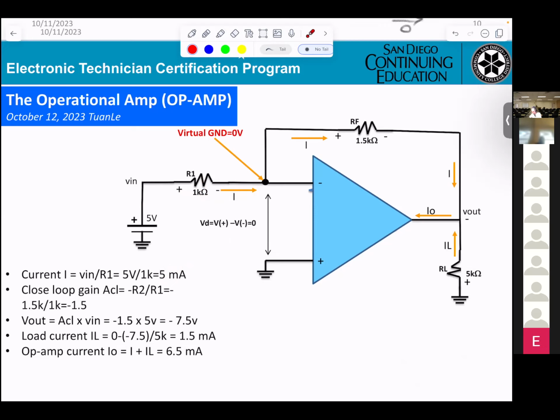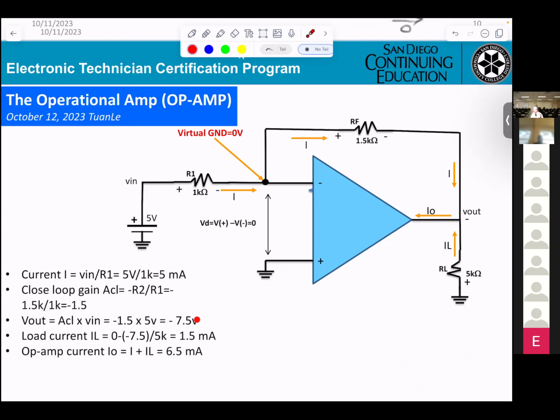And now you want to calculate the closed loop gain. ACL equals minus RF divided by R1. That is given to you as minus 1.5. And now, if you want to calculate the V out, it equals voltage gain times V in, minus 1.5 times the 5 volt input here, you get minus 7.5 volt.